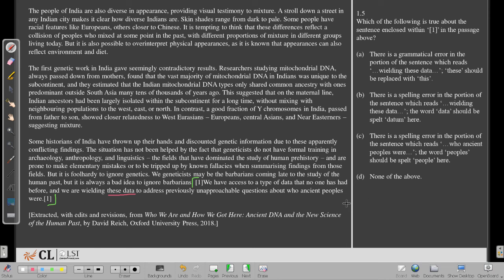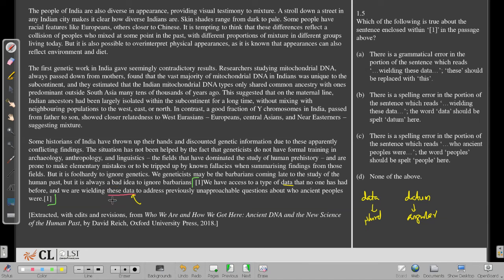When you look at "data" or "data," I know depending upon which country, US or British, the pronunciation differs. Anyway, I'm not so sure which is which. Data, and there is datum. This is a singular form. That's a plural form. So the type of data, plural. These data, plural. So plural would mean "these."